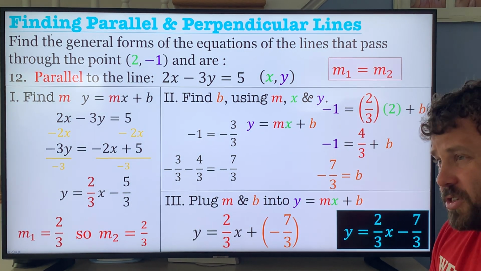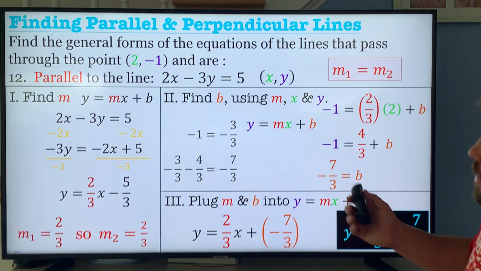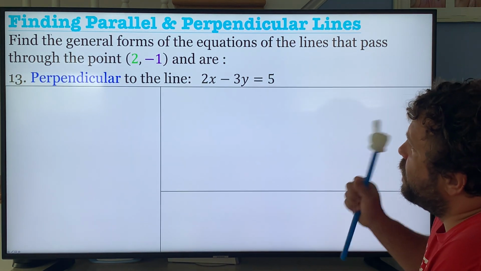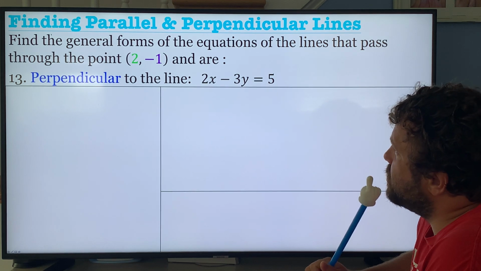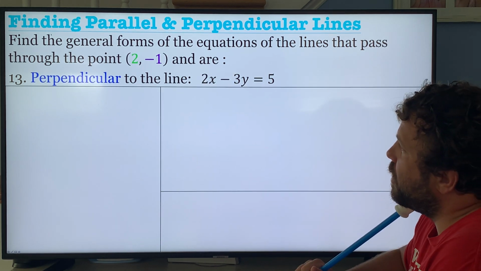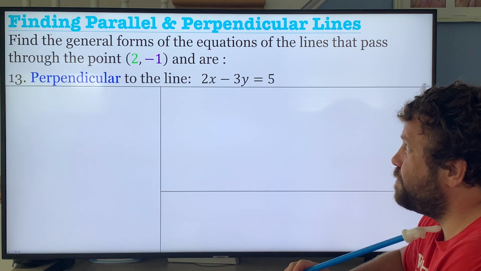See, I'm doing this trying to figure out how to show the next lesson, which is going to be a tricky one. All right. Problem number 13. Find the general forms of the equation of the lines that pass through point (2, -1) and are, now we're doing, perpendicular.